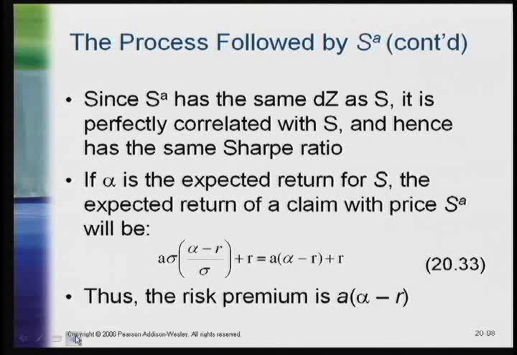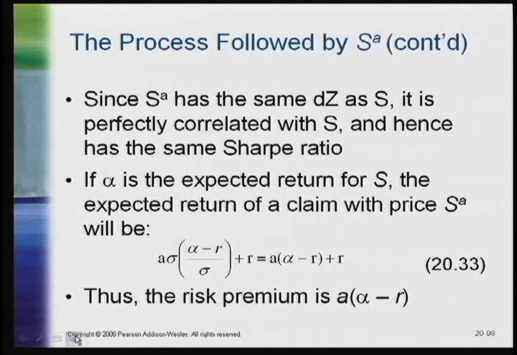Now, we notice that s to the a has the same dz term as s. That means that s to the a as a price process is perfectly correlated with s. And we saw earlier that the implication of being perfectly correlated is that they must have the same Sharpe ratio. So what is the Sharpe ratio?